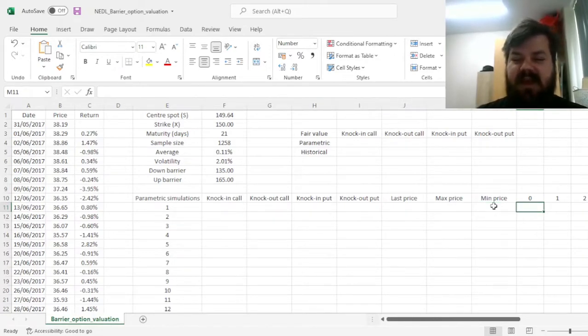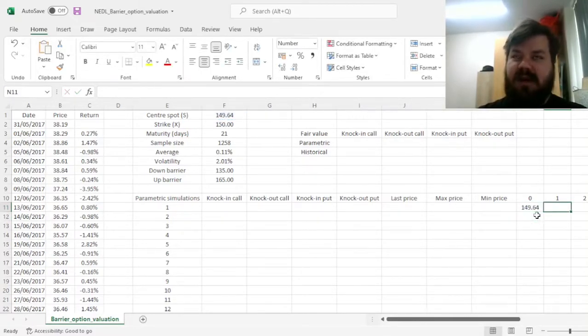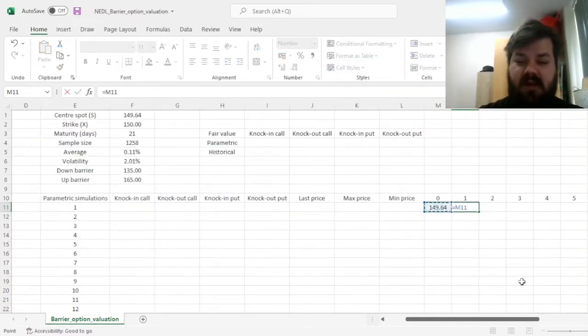So let's start with the easy bit. Let's start with simulating the path of the underlying price movement. We'll start by inputting our center price as the price at day zero, because, well, at day zero, nothing has yet happened. And in every consecutive day, we scale the previous underlying price by the exponent of a simulated log return.